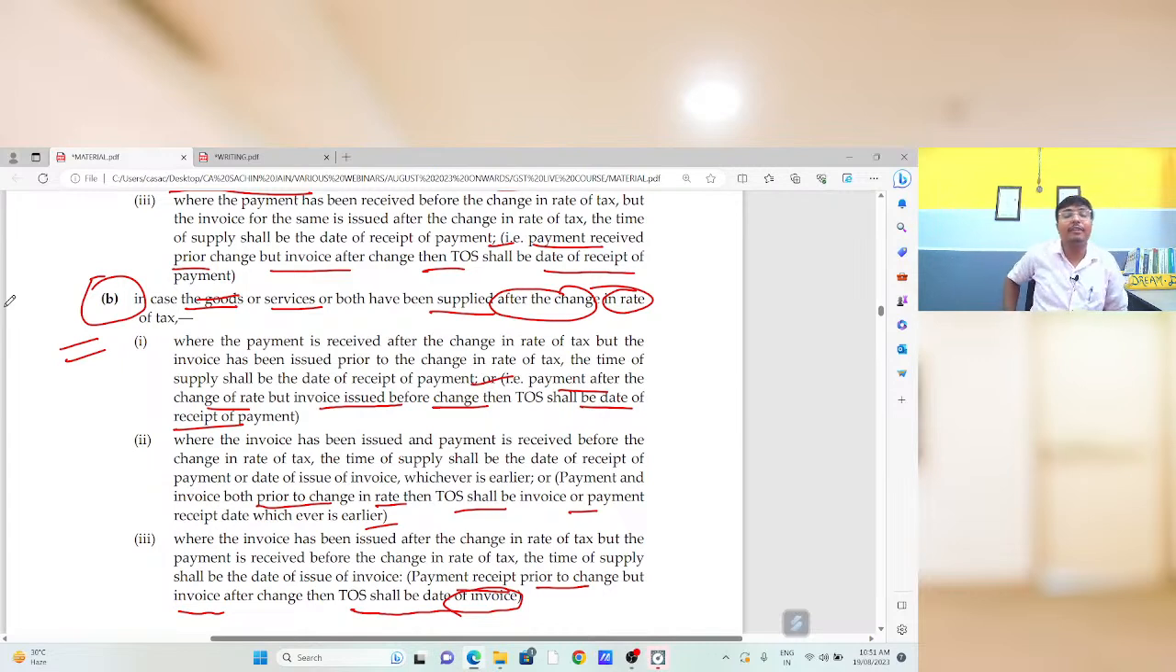After that, we had started our discussion on the concept of composition scheme. There are two type of schemes are available. One is regular scheme and another is composition scheme. Composition scheme is covered under the section number 10 of CGST Act.